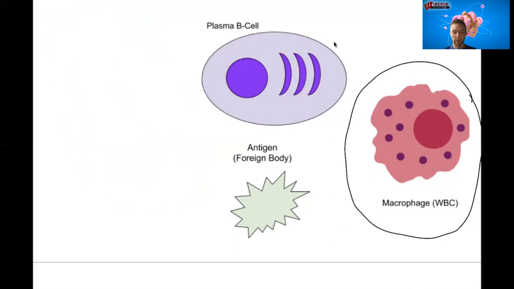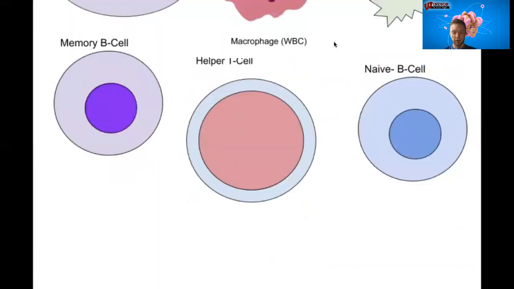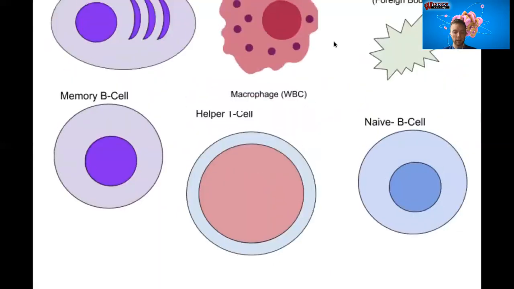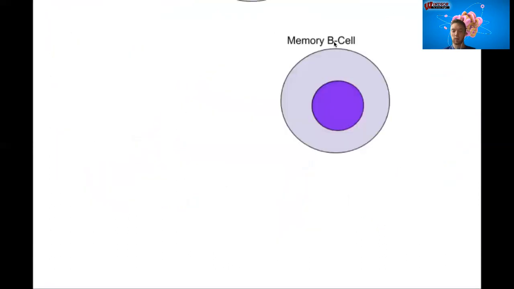So let me clear some space again, and we'll talk about the final cell that's going to be really important to us. We said before that naive B cells make two things once the helper T cell activates them. They make plasma cells, which we just showed make antibodies to fight off the disease, but they also make memory B cells. And the key here is the word memory. That's super important, because what they do is they remember the disease. What they have on them are the same antibodies, so on them are those triangles.